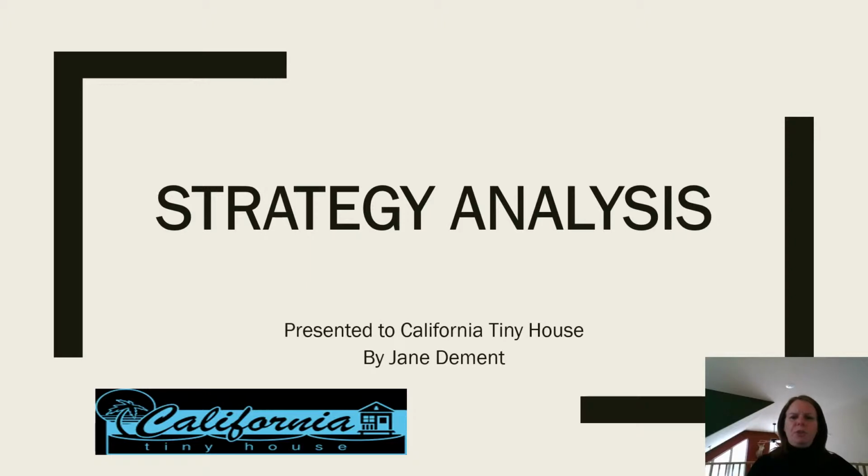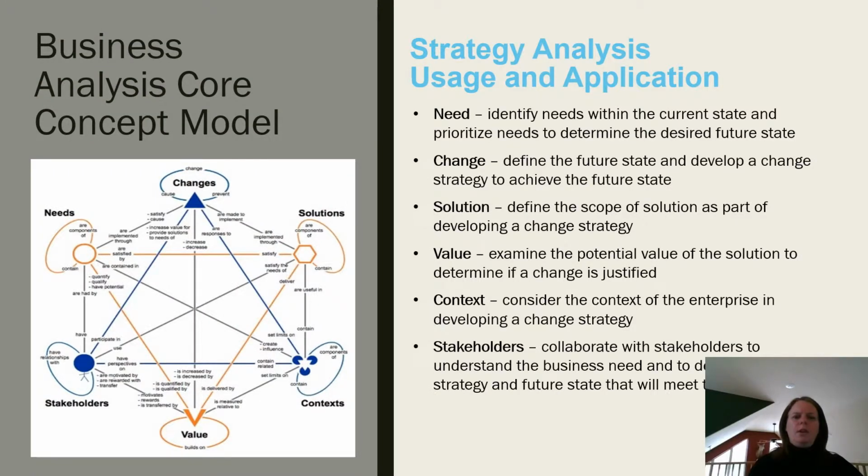In this current sprint, we completed the strategy analysis knowledge area. This lays out the usage and application of the 6 core concepts utilized by myself during the strategy analysis sprint. You can see there the need is to identify our current state and prioritize needs to determine our desired future state. Our change was to define the future state and develop a change strategy to achieve the future state.